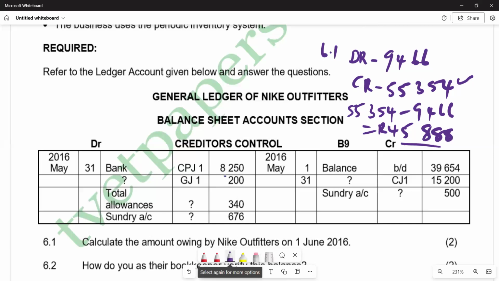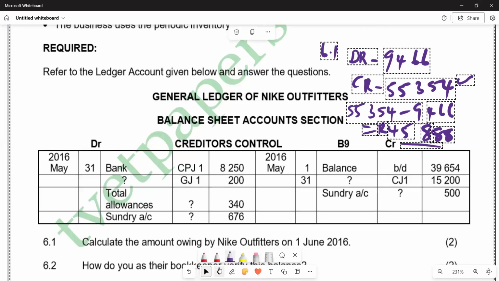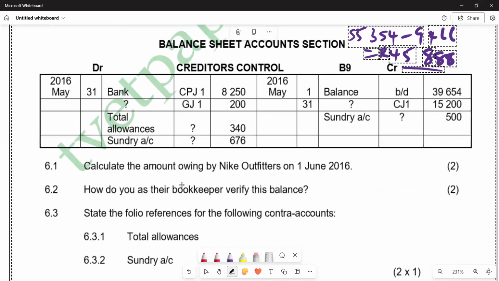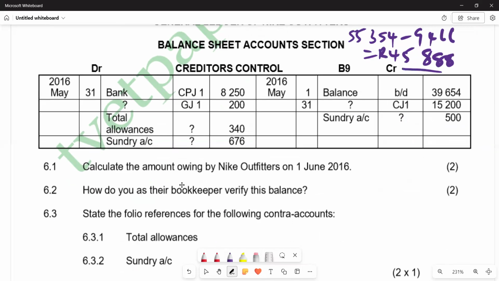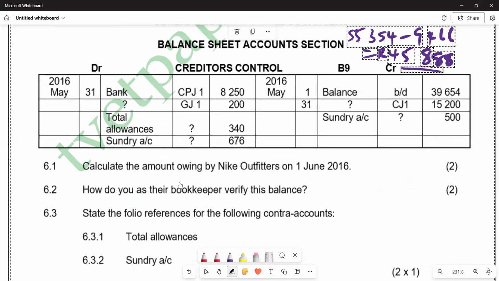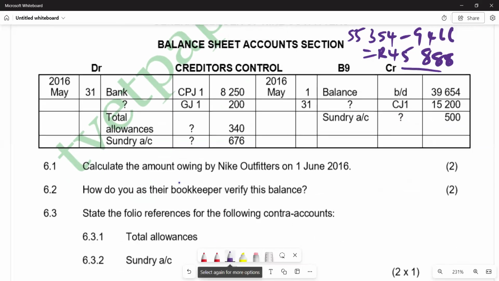Then we move on to the next question and try to see what exactly do we have. So the next question reads, how do you, as their bookkeeper, verify this balance? So this balance we are talking about is the balance that we have for 45,888. So the question is asking you, how do you find out that this figure is correct?